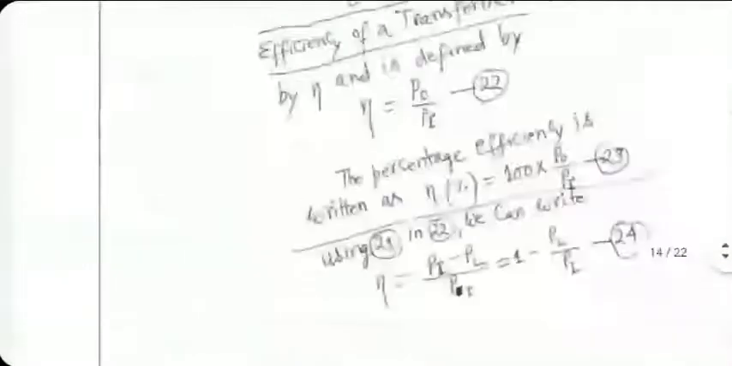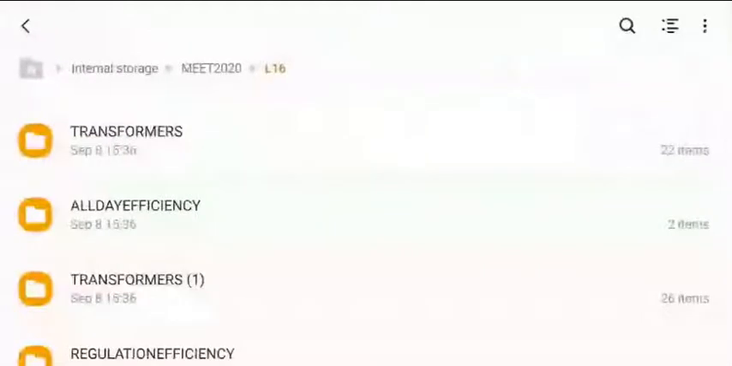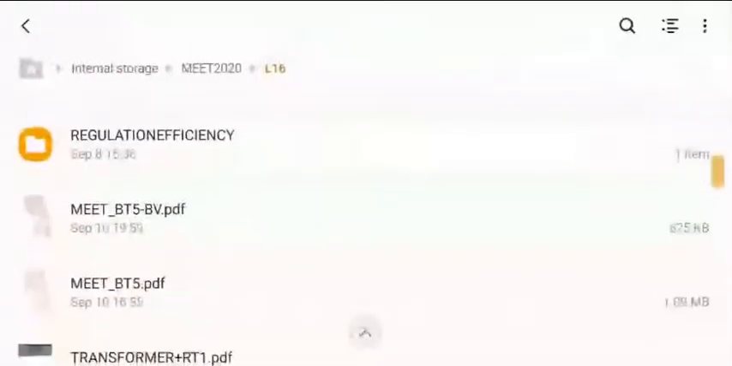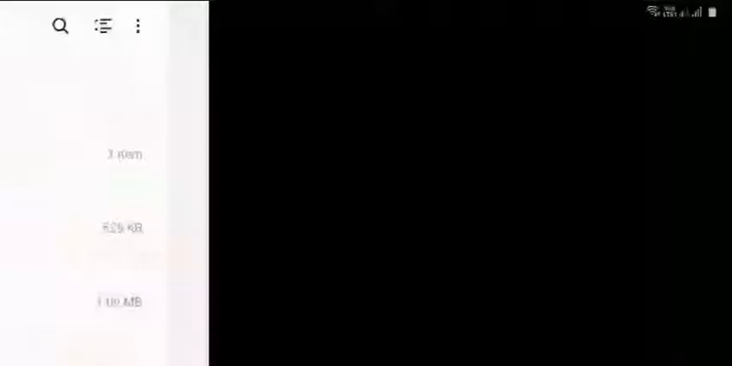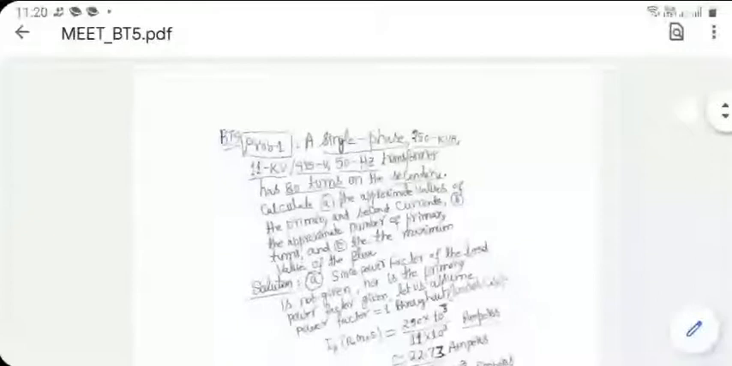Okay. So you have this document already. You can go through it once again. Most of the theory related to transformers is captured in this document. Now let's see how to solve some numerical problems based on the theory that we have done.